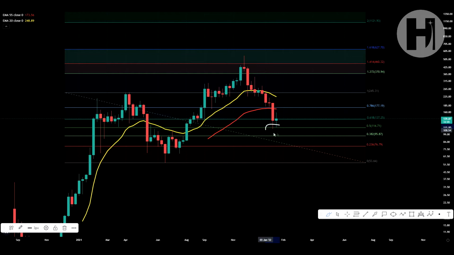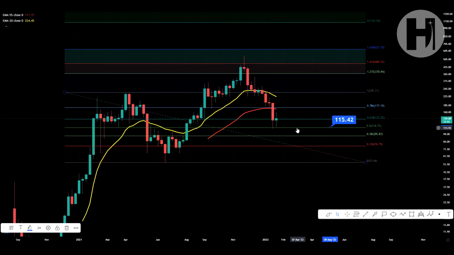As you can see, we had these two wicks to the 0.5 at $115. So that would be a great support area that I would be targeting personally. $115 at the 0.5, great support level. And we're still targeting that 1.618. I think in the next leg up, we are going to eventually get there.